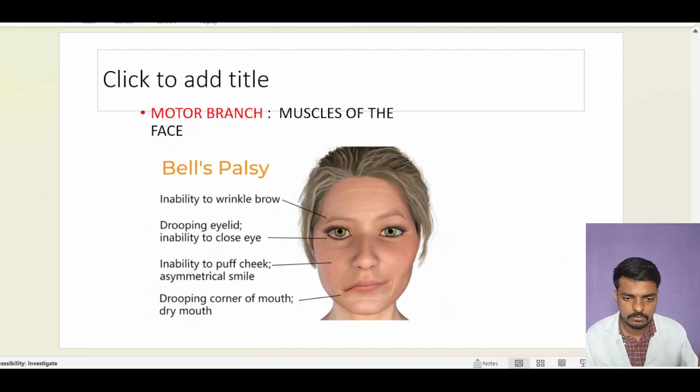If there is any damage in the motor branch of the facial nerve, there is one important medical-surgical term that comes up here, that is Bell's palsy. Bell's palsy is also called facial palsy.